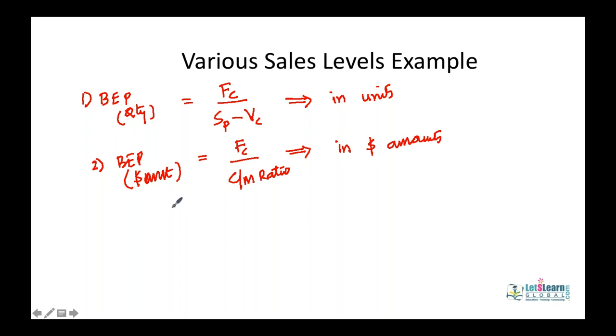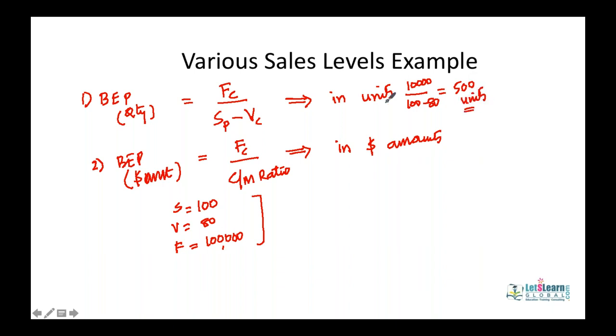Let's take the same example. Selling price was $100. Variable cost was $80. Remember, fixed cost was $10,000. So when we calculated using the first formula, it was 10,000 over 100 minus 80. It was 10,000 divided by 20, 500 units. So if you sell 500 units, there will be no profit, no loss. Let us apply the second formula. We should get it in dollar amounts.